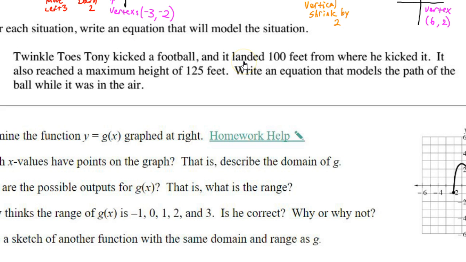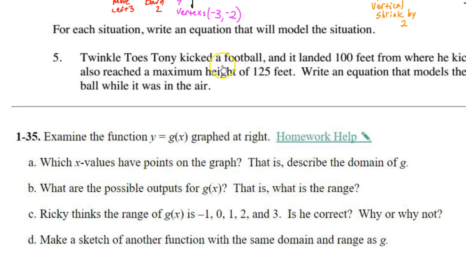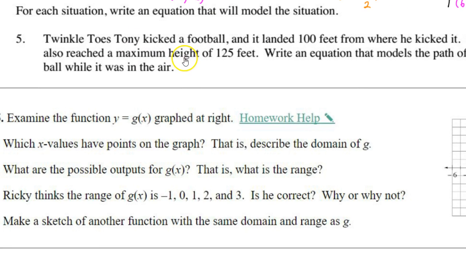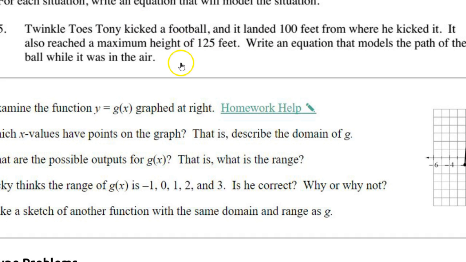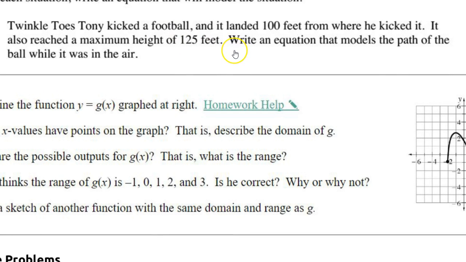Okay, so for question number 5 here, it says that we need to take a look at this and write an equation that'll model the situation. It tells us that Twinkle Toes Tony, I'm just going to call him Tony, kicked a football and it landed 100 feet from where he kicked it, and it reached a maximum height of 125 feet. Write an equation that models the path of the ball while it's in the air.